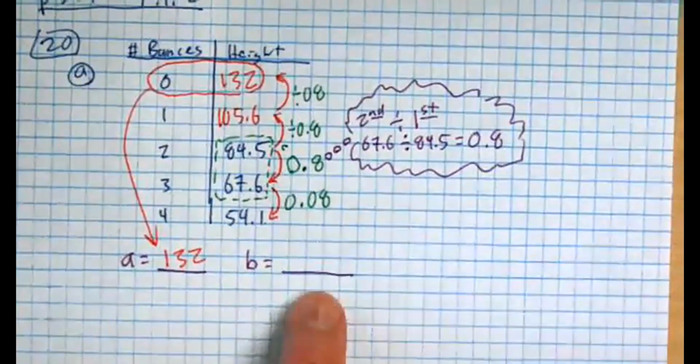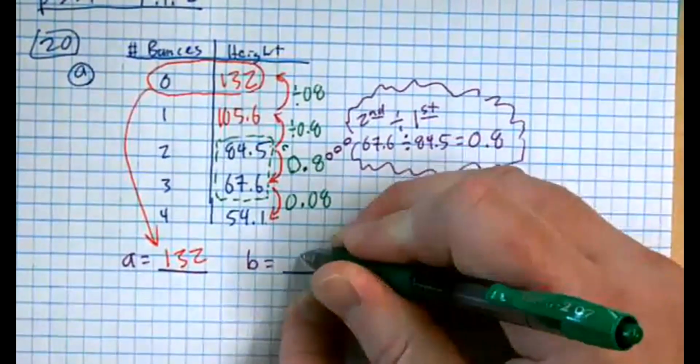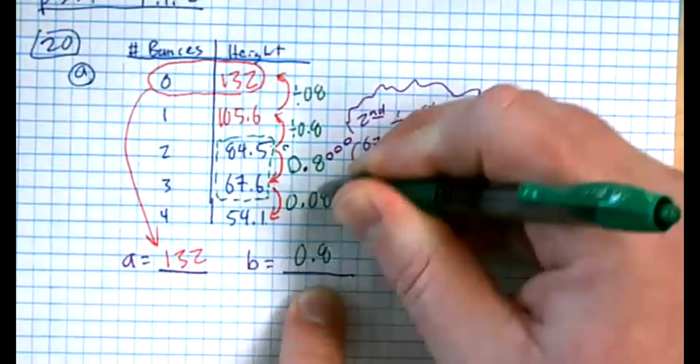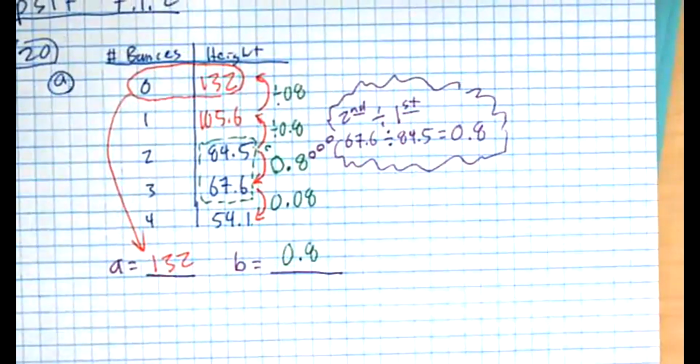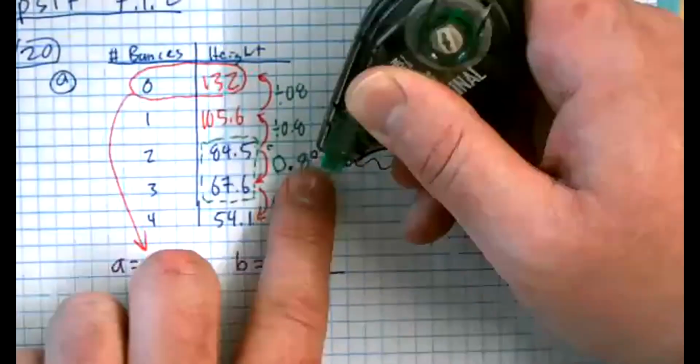Anybody want to take a guess what B is going to be for this one? 105 is a great guess. Not quite. You're looking in the right part of the table. What do you think B is? 0.8? Yeah, 0.8. I don't know why I wrote 0.08. That's totally a typo right there. Nobody corrected me on that one.